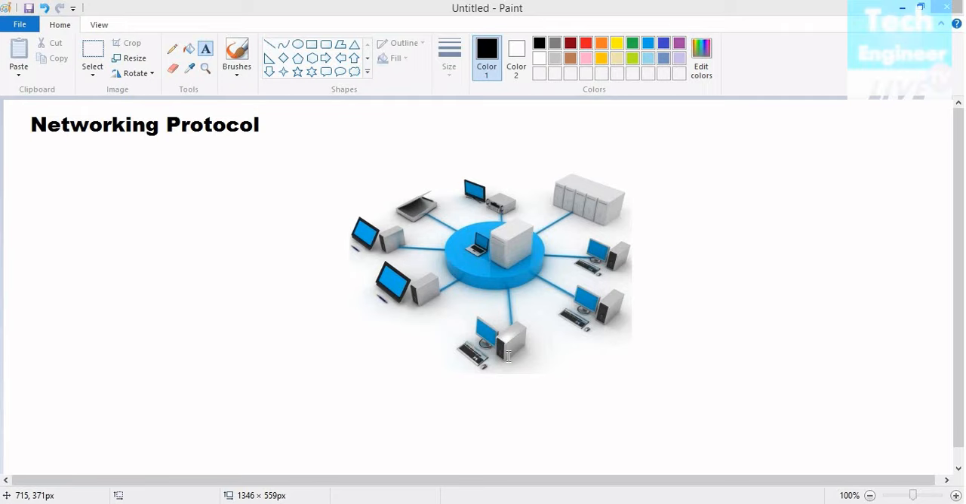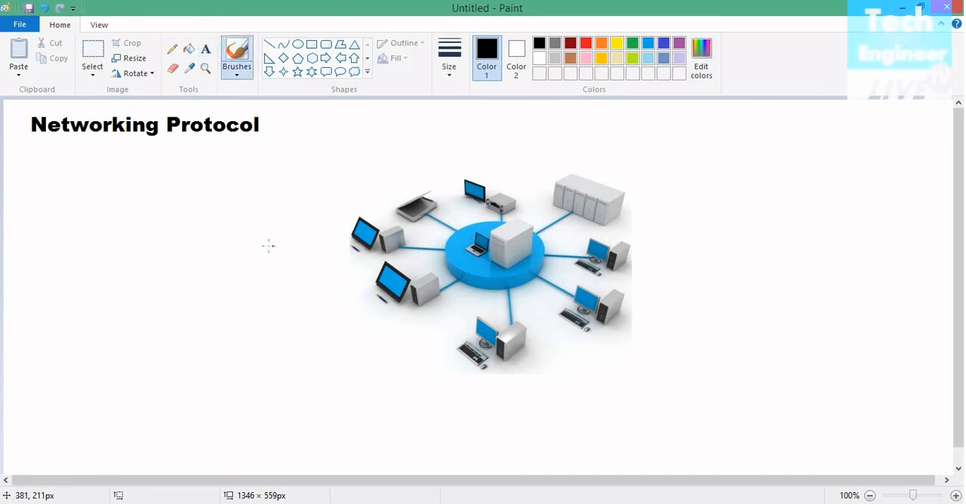Hello there. In this tutorial, I'm going to discuss networking protocols. Before we learn about networking protocols, we want to see the definition of a protocol. What exactly is a protocol? We discussed networking, and what the requirements of a network are.